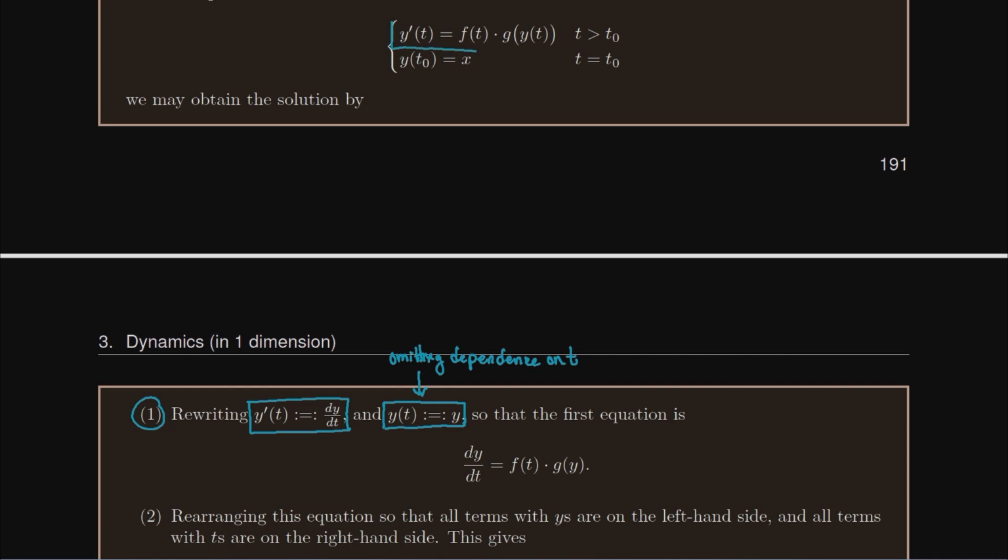And so what happens if I look at this equation and I replace y prime with dy dt, and I replace this y of t just with y? Well, we end up with the equation dy dt equals f of t times g of y. And the reason why I do this, and in fact the entire reason why these are called separable ODEs, is that we have officially separated our variables.